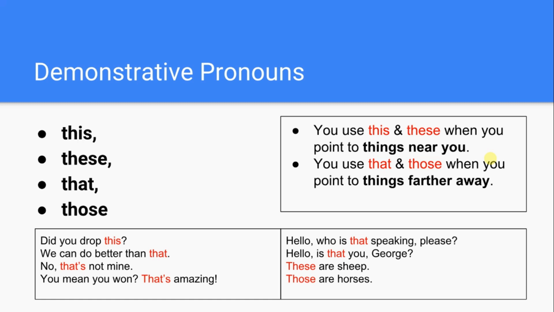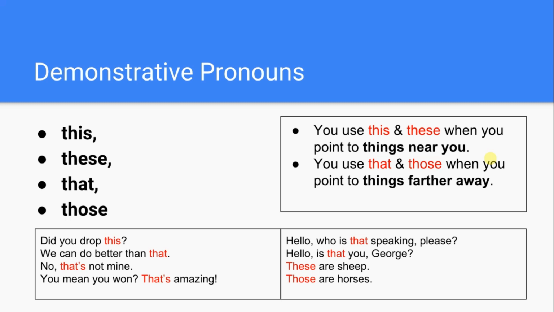For example, did you drop this? Means, did you drop this? We are talking about a thing that is very near to us, right? Did you drop this? So for example, did you drop this pencil or did you drop this pen?